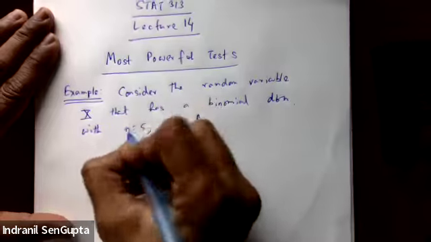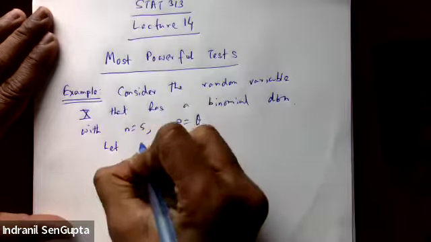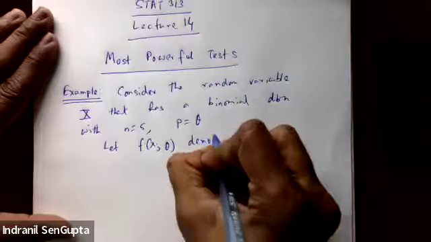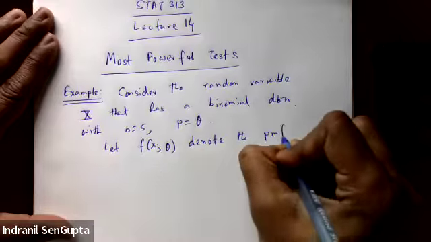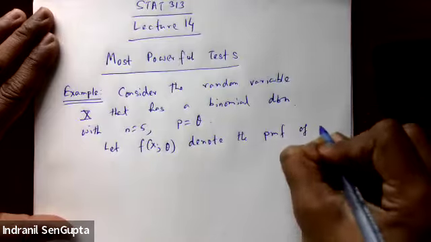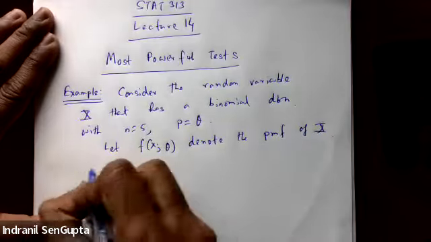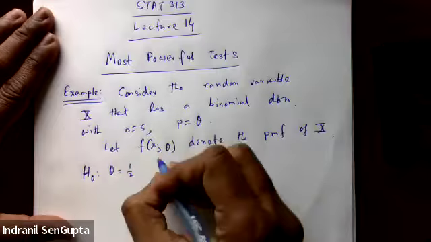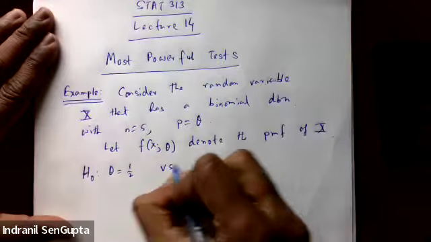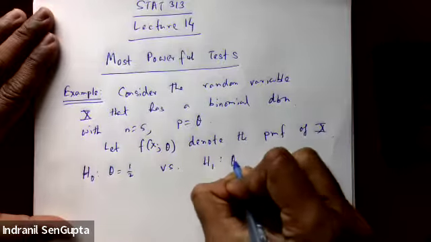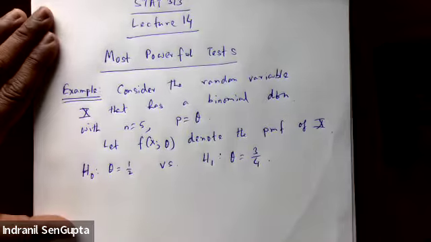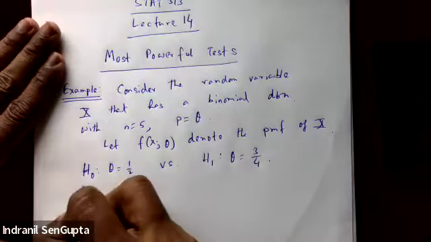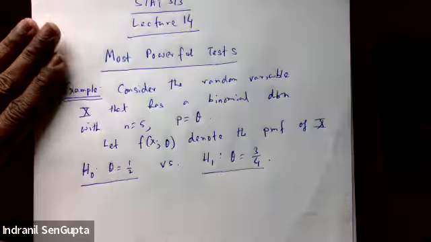Let f of x, theta denote the PMF, the probability mass function of X. Suppose we are considering the null hypothesis H0: theta equals 1/2, versus the alternative hypothesis H1: theta equals 3/4. So we are testing theta equals 1/2 against theta equals 3/4.